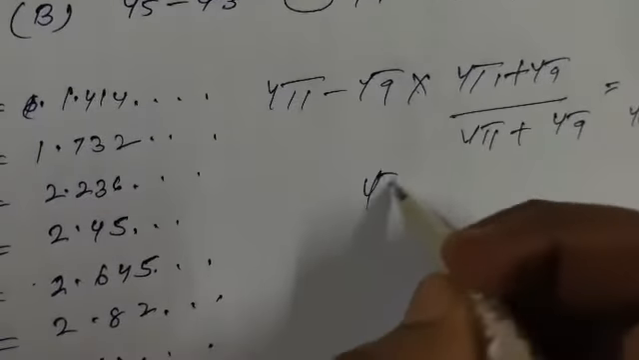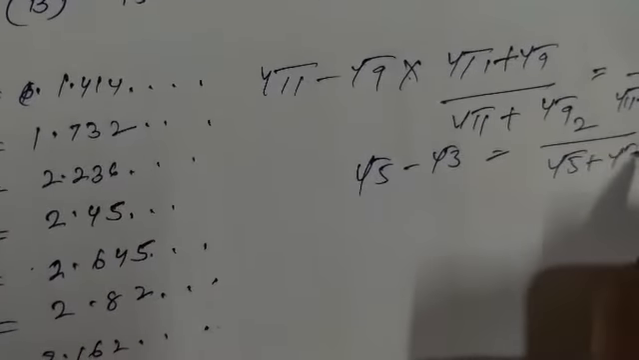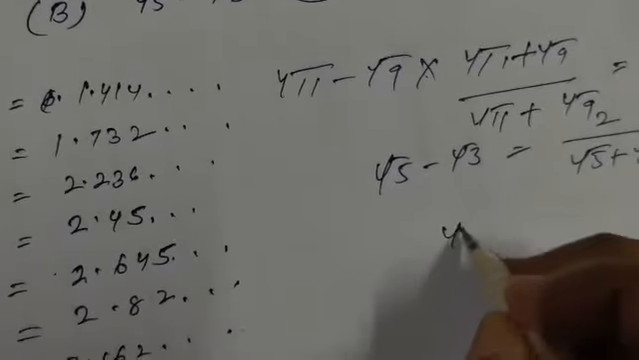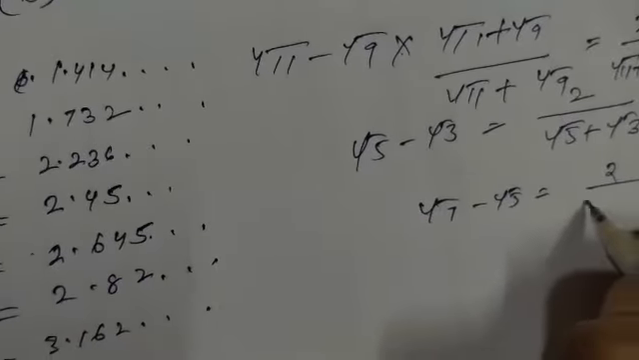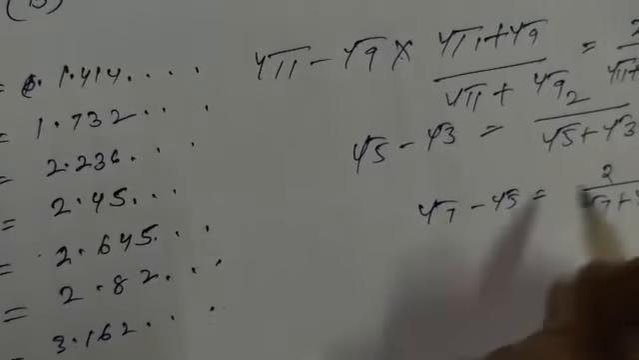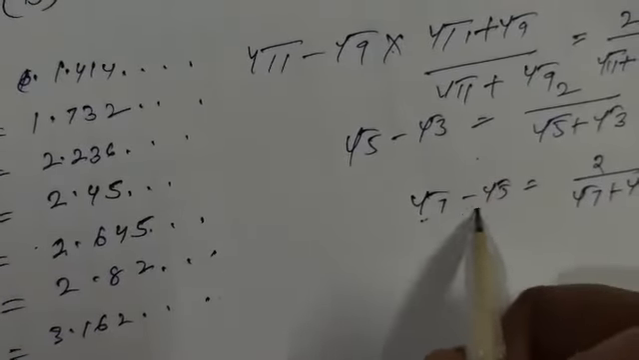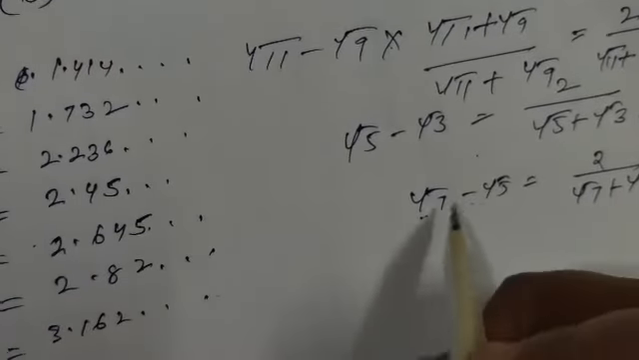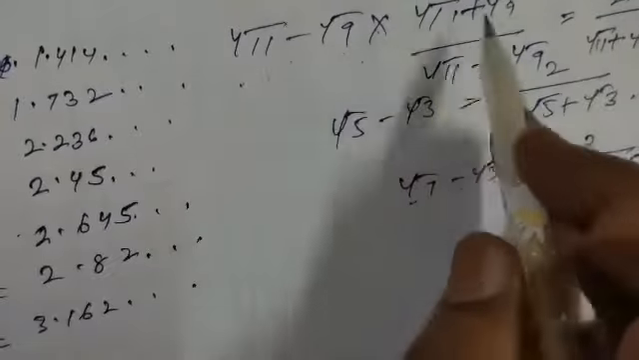Similarly, for root 5 minus root 3, you can directly write the value 2 upon root 5 plus root 3. Clear? Similarly, root 7 minus root 5, you can write directly 2 upon root 7 plus root 5. What you are doing is multiplying by root 7 plus root 5 in the numerator and denominator. In a similar way, you do this also.